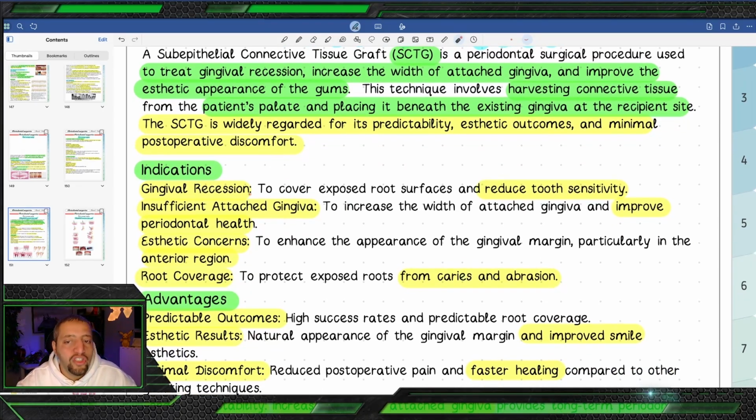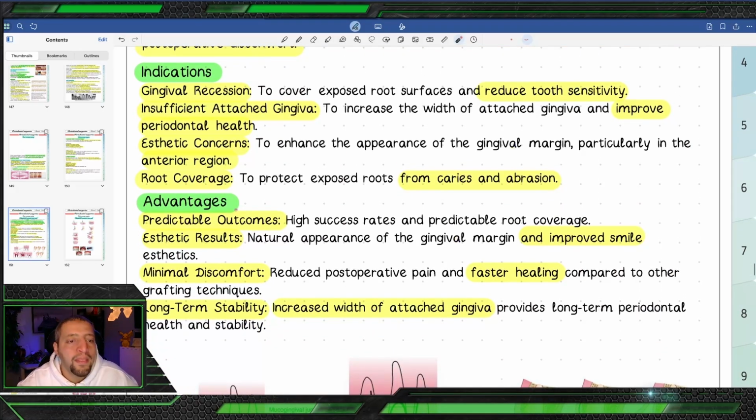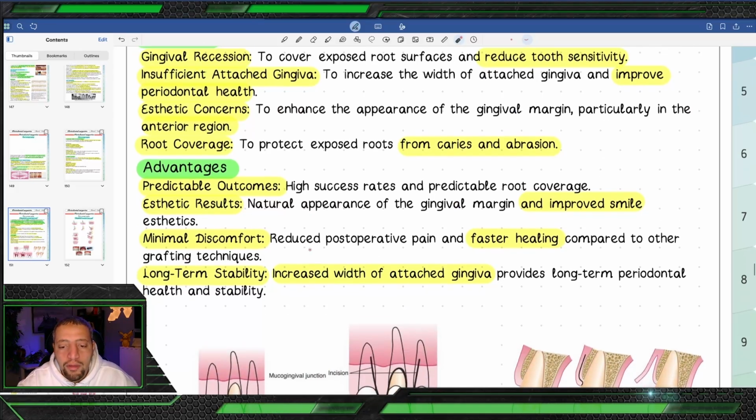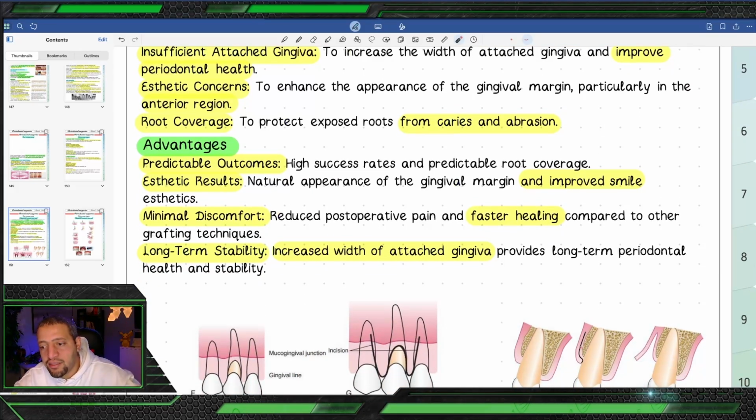It is indicated for gingival recession, insufficient attached gingiva, aesthetic concern, and root coverage. Any of those can indicate this gold standard surgery. Advantage: predictable outcome. Why? Because you have a graft embedded inside the soft tissue, so you have higher chances for this graft to heal well and cover the exposed root. The aesthetic result is amazing because it comes from beneath, so it heals together to have the same appearance. Minimal discomfort, because you reduce post-operative pain and have faster healing in this area.